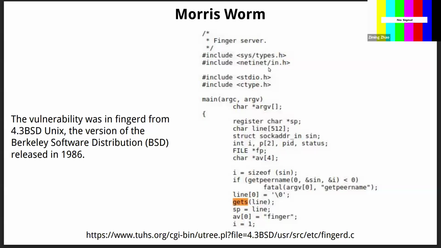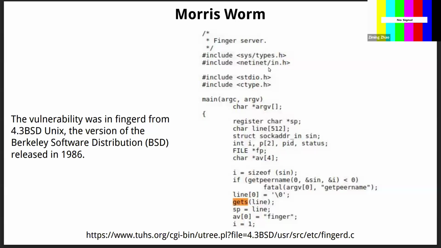Then if you have been doing socket programming, everything after this should be quite familiar to you. This is just a socket address. Then there's a process ID, there's a file pointer, there's another array of pointers. The problem is this line, it uses gets, and it puts the input from the network.